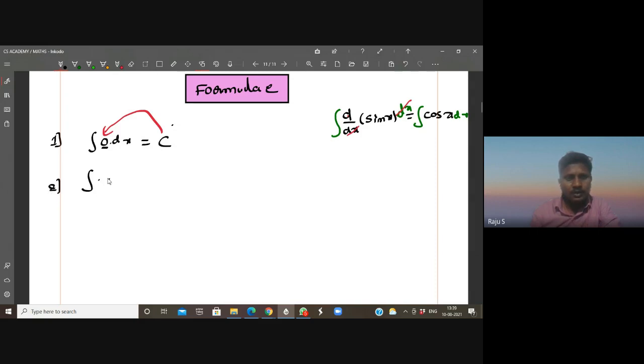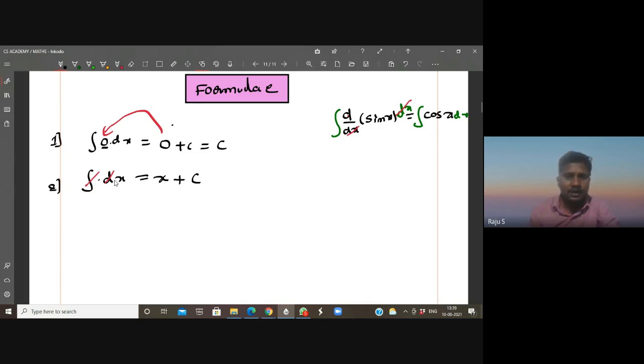What is integral of d/dx of something is equal to what? What I said: whenever integral and derivative come together in one place, they cancel. So this is equal to x alone, x plus c. Plus c compulsory. Actually, integral of 0 is 0, and 0 plus c becomes c. We can write plus c compulsory. Integral of 0 is 0, but plus c is compulsory, so 0 plus c is c.